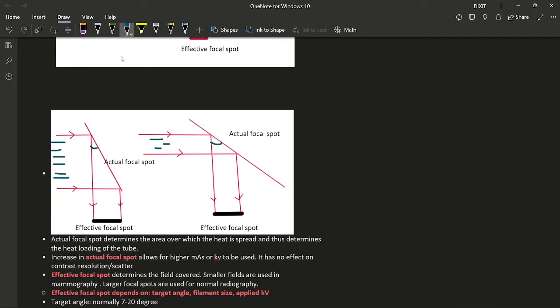So if you notice, in the first example, the one with the smaller anode angle, the actual focal spot size is much larger in order to maintain the same effective focal spot compared to the other one. In the one with the larger anode angle, to maintain that same effective focal spot size, the actual focal spot became smaller.